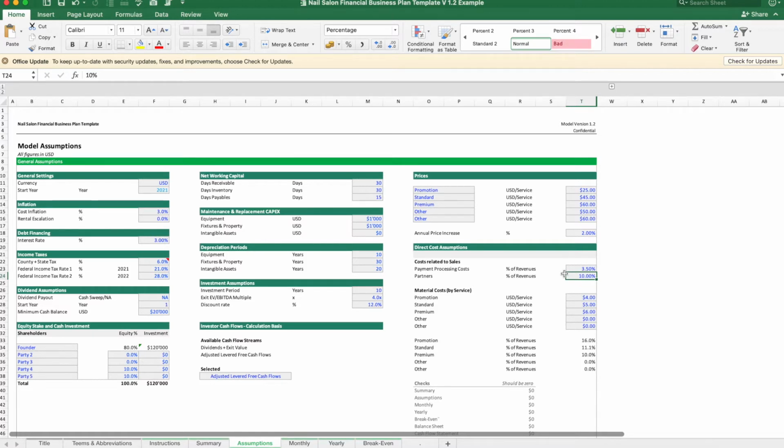Then the other area of direct costs are the material costs. Here the question is, if we sell a certain type of service, what are the material costs we have to take into account?